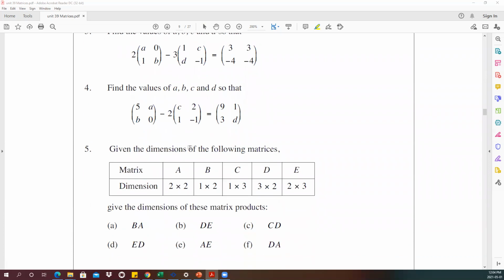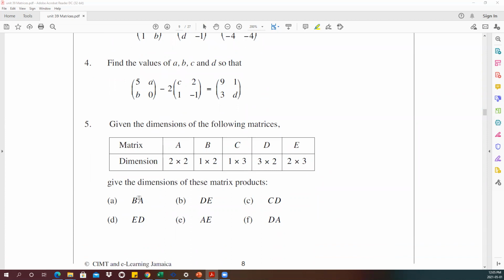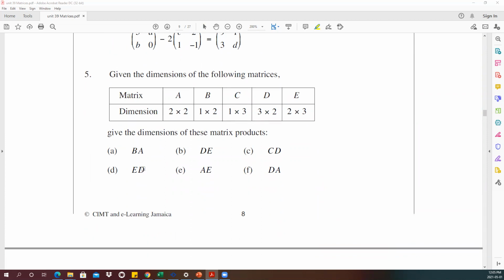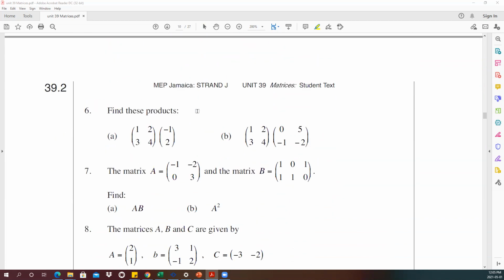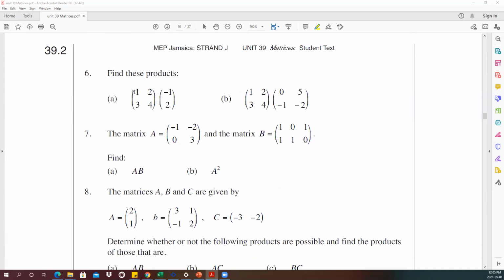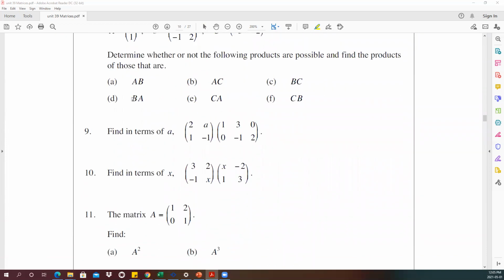Similarly, this one. So given the dimensions of the following matrices, give the dimension of these matrix products. So they just want you to tell them the resulting matrix. I really like this exercise, a good exercise. And then you have more final product of that.